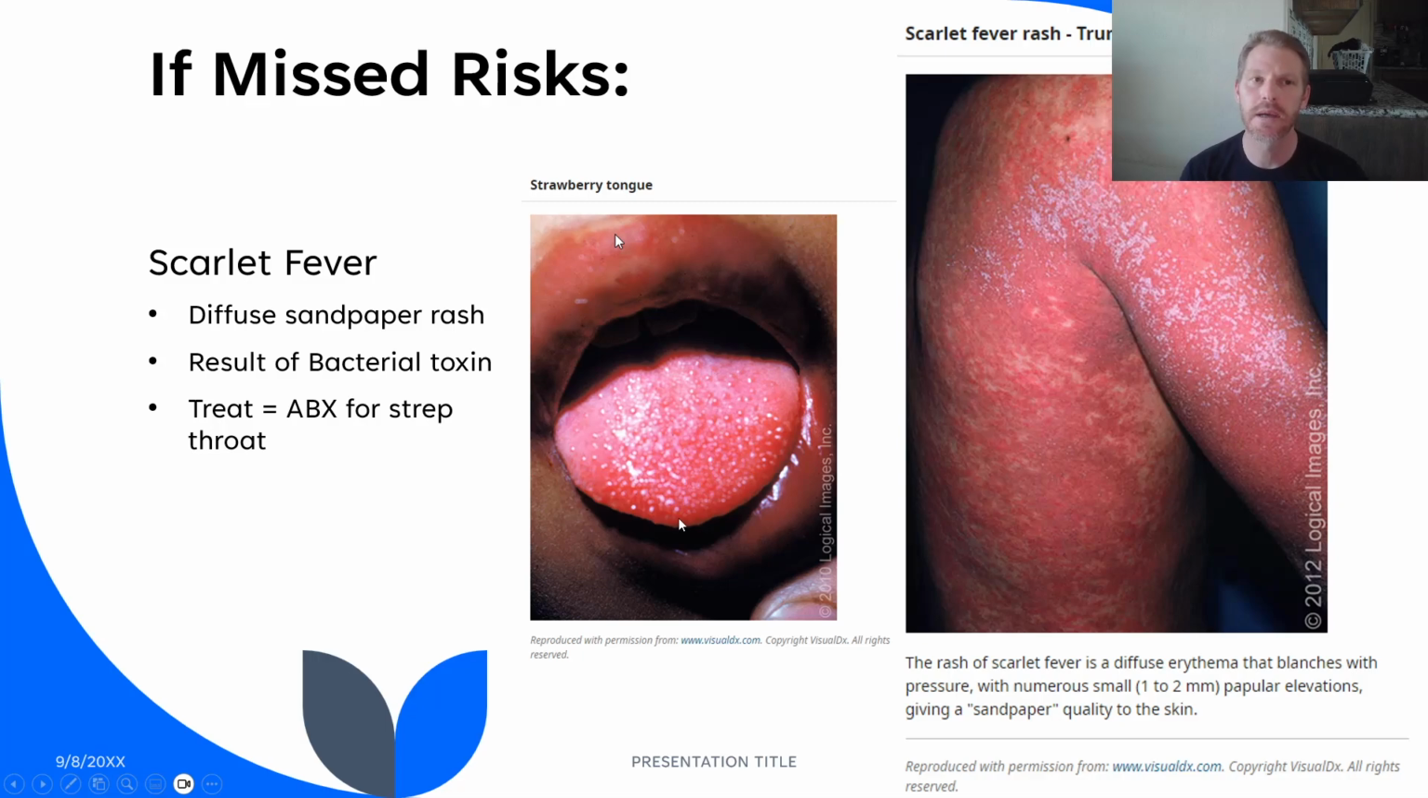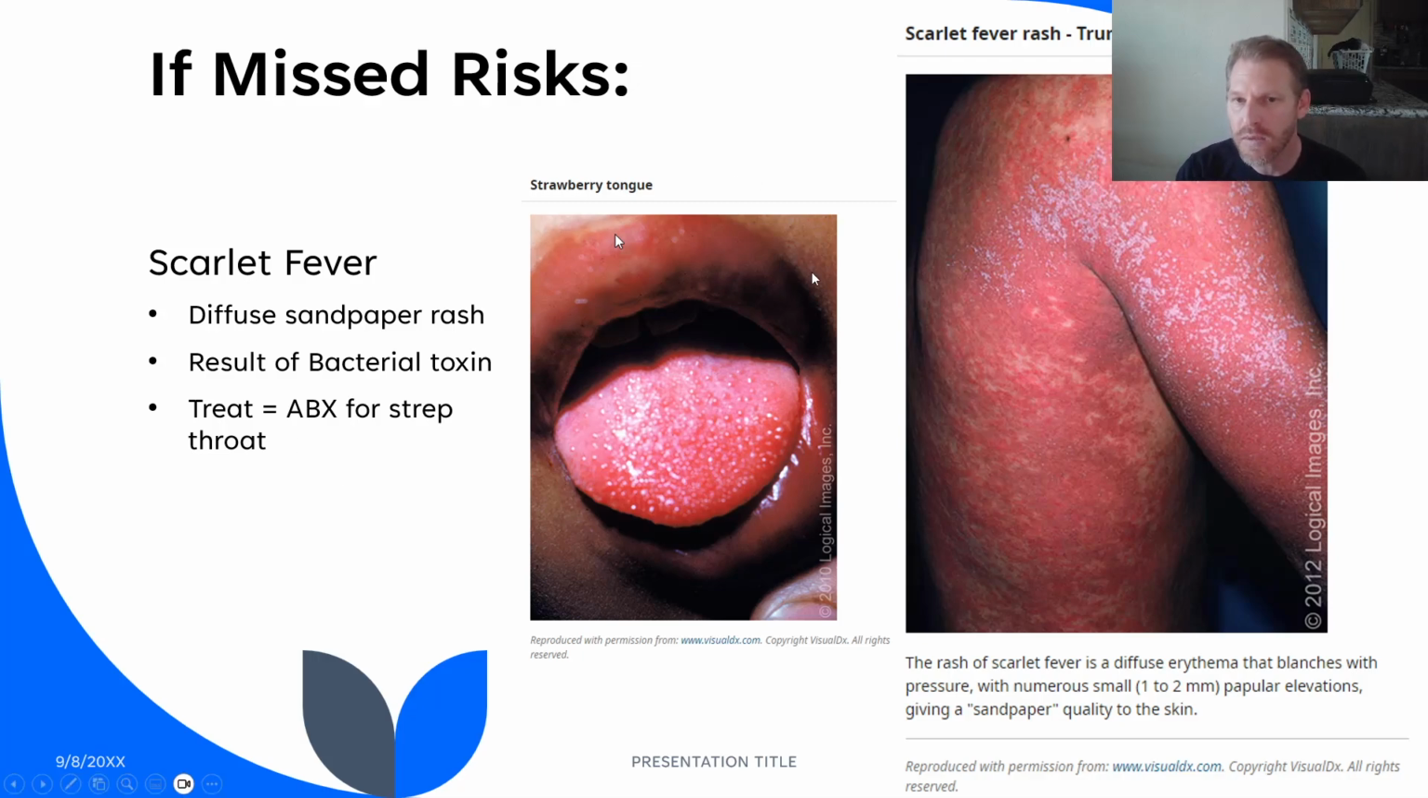So here's the thing, if we miss it, I'm just going to cover two. There's a whole host of complications from the bacteria itself or the toxin byproducts. One is scarlet fever. And this was apparently quite common. I've been told by some old-time physicians that kids would show up, the parents tried to push through the strep throat for whatever reason, and they end up with this strawberry tongue and diffuse scarlet rash.